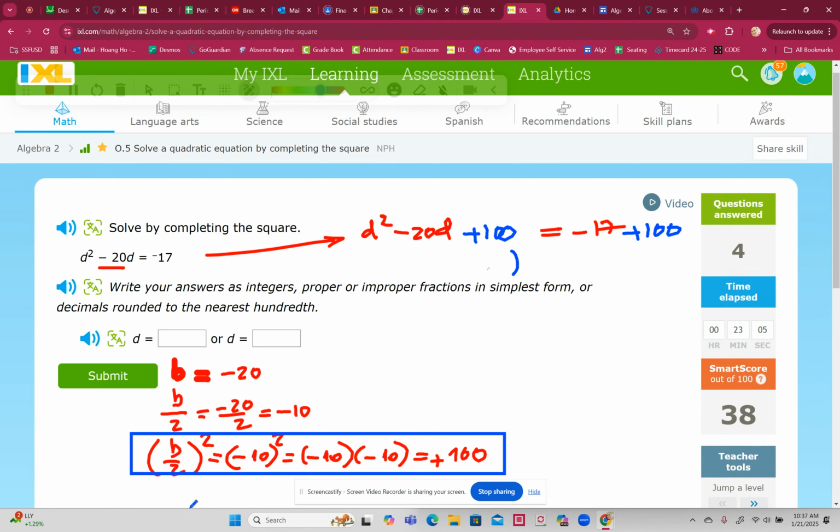Okay, now Brian Chan, on the left side is a perfect square. On the right side become 83. Okay, what's a perfect square?